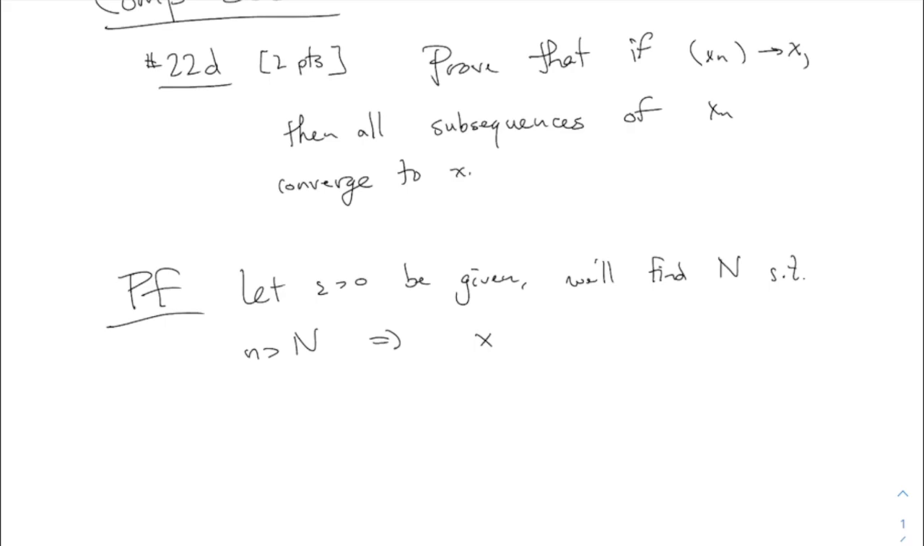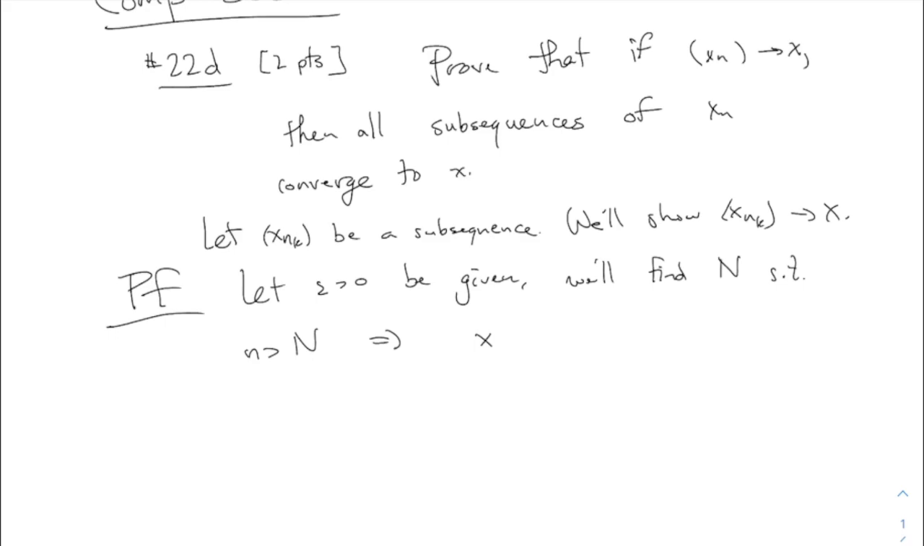Let x_{n_k} be a subsequence, and then we'll show that x_{n_k} converges to x. Right? Sorry, I left that out. That's the setup. You have to show that all subsequences converge to x.